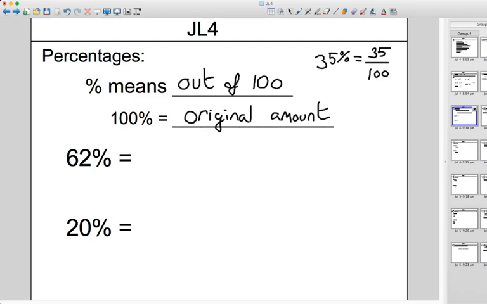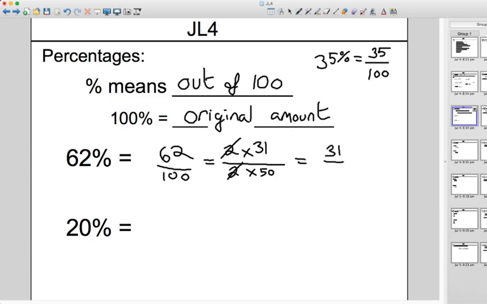So how do we convert or understand what 62% is? Well, it's going to mean 62 out of 100, and then this can be cancelled down. 62 is the same as 2 times 31, and 100 is 2 times 50. 2's can be cancelled. Leaves me with 31 out of 50.